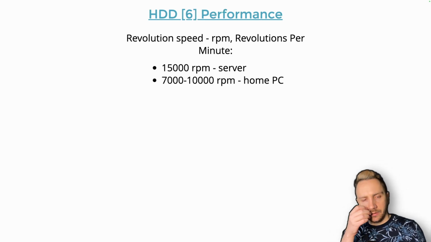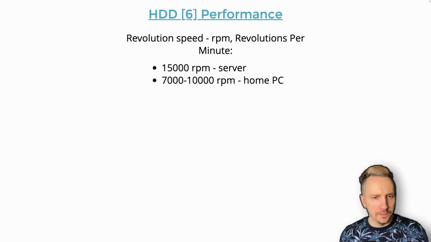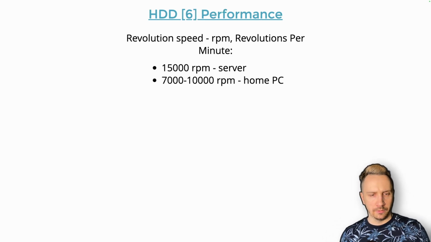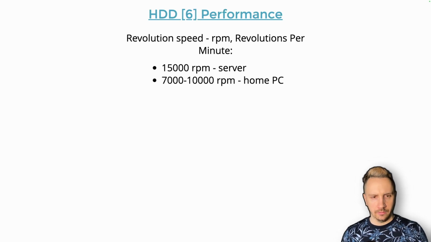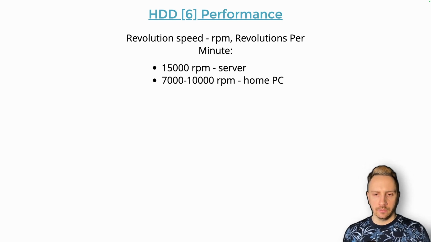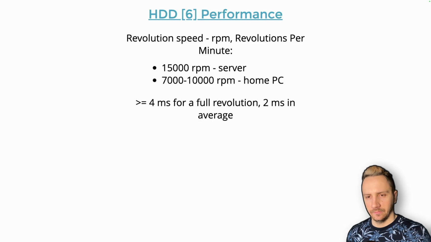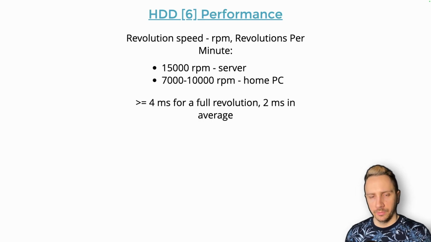And HDDs these days operate approximately at the following speeds. The disks are rotating constantly, so the reading heads could access them. On the servers, they're going to be rotating like 15,000 times per minute approximately. On home computers, it's going to be a little bit less, between 7 and 10,000, simply because home computers usually don't experience such load as servers do. Which means, by the way, if we calculate how much time it takes for a disk to rotate once, it means more than 4 milliseconds for one rotation, or 2 milliseconds on average to access any segment on the disk.